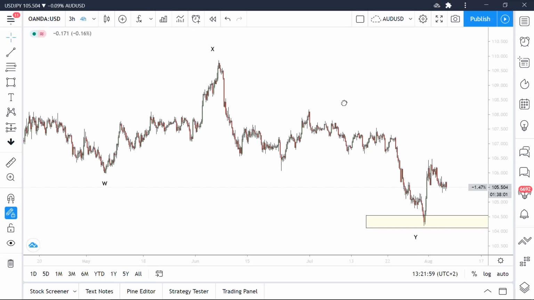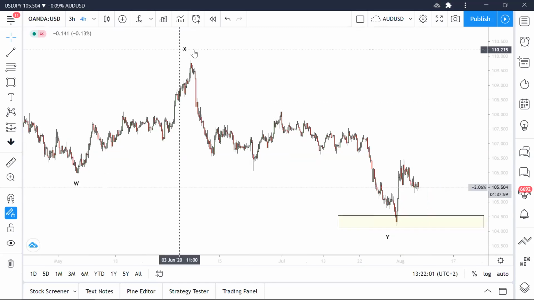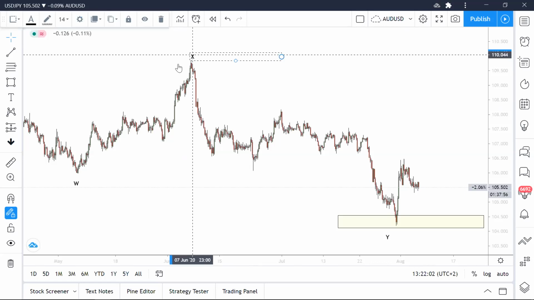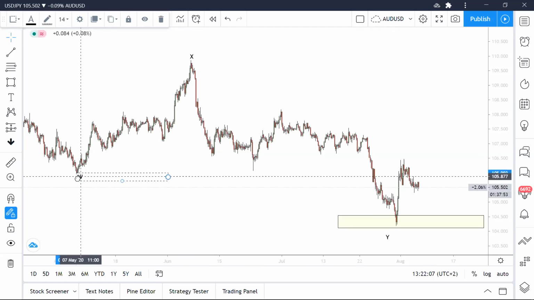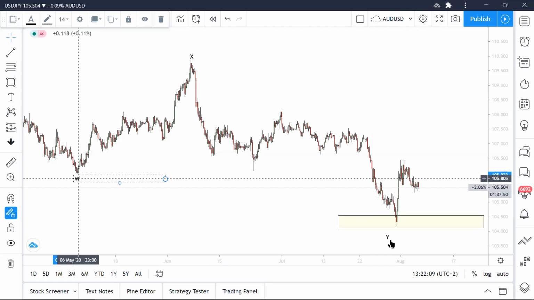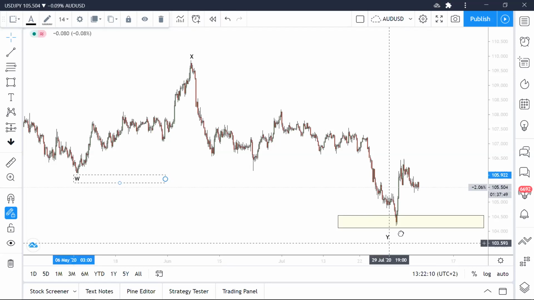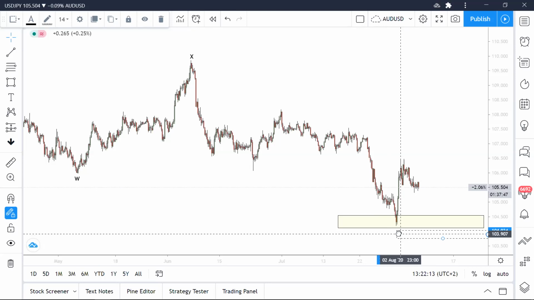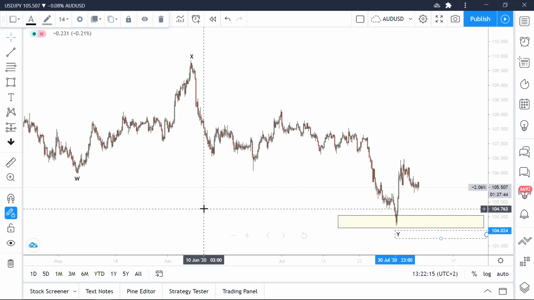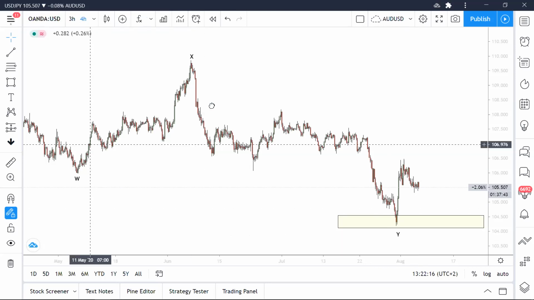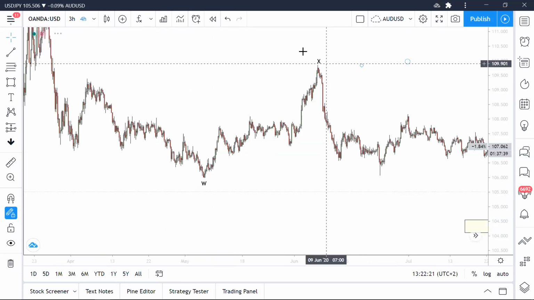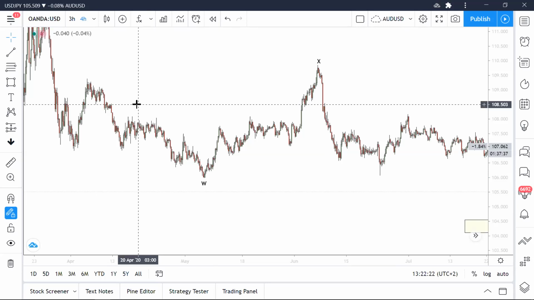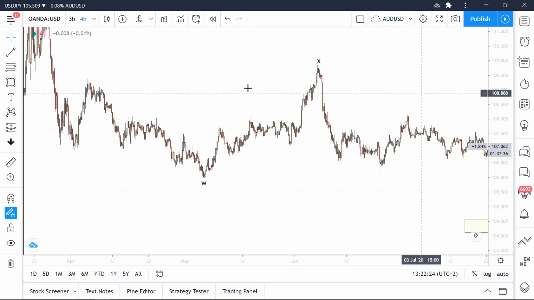Right, so as we can see here on the 4-hourly time frame, we have our wave X here at the top, then we have our wave W here at the bottom, and then we have our wave Y right here at this bottom right over here, right? Now recall that I said you're looking for corrective structures, or rather subdividers, between these waves here. You're looking for corrective structures.